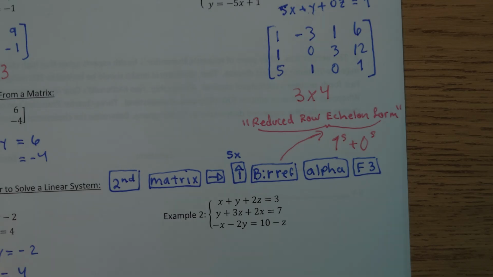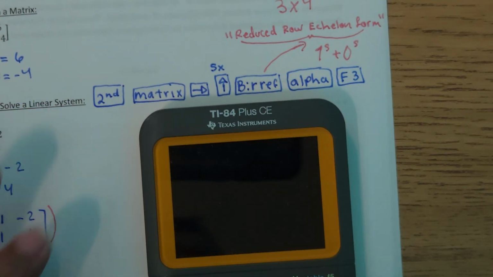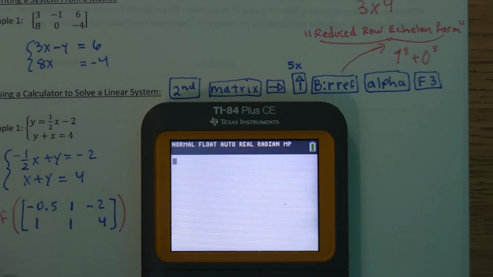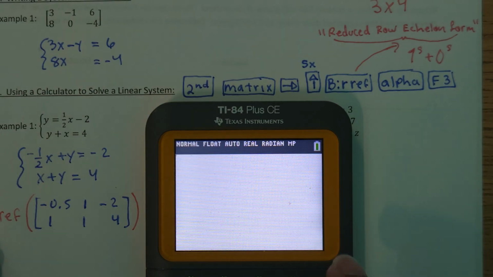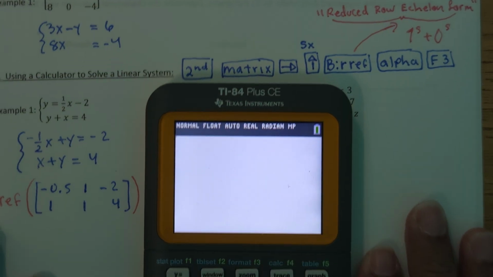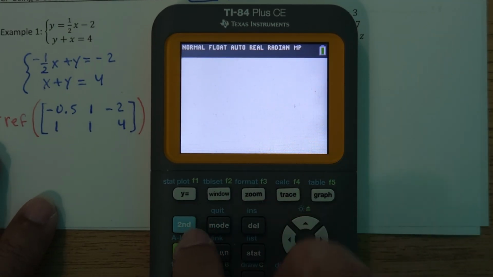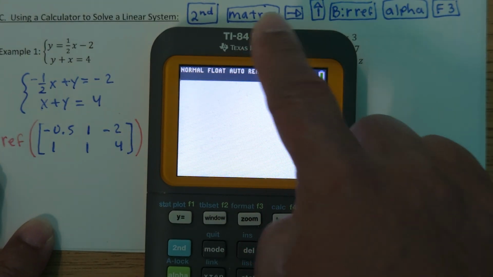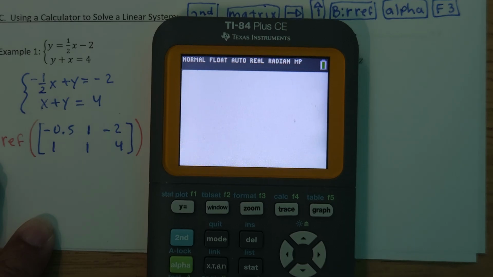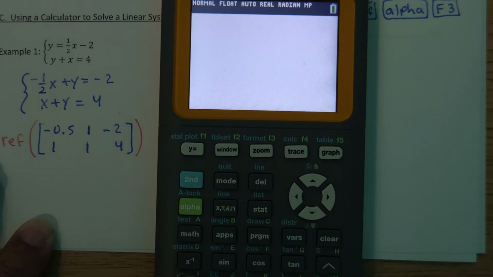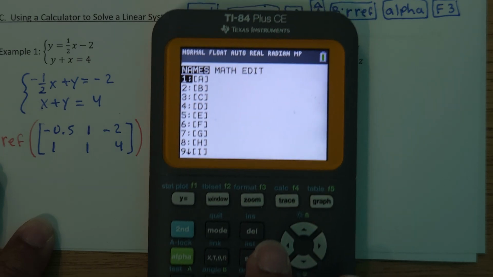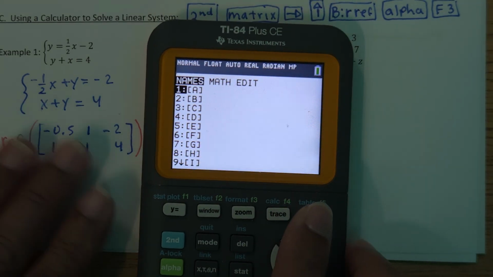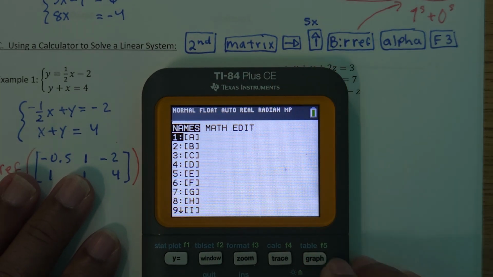First, I'm going to press the second key. I'm going to try to show you this at the same time. Press second, and then press the matrix key. The matrix key is the key right below math, so it's this one here. Then I'm going to scroll to the right one time, just following the directions here.